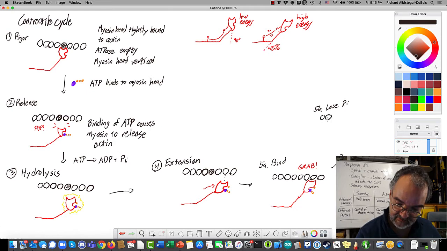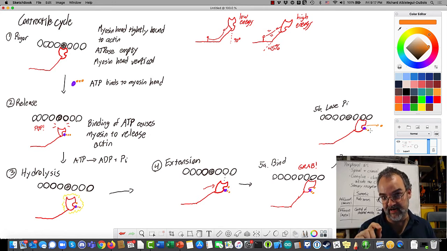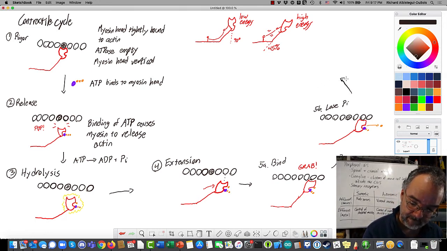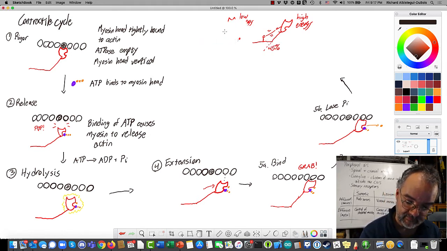In step 5B, that separated phosphate is going to pop off of the myosin head. The ADP is still there, but we lose that phosphate. The Pi, the inorganic phosphate, bing, comes off of the myosin head. That leads us directly to... I'm going to go ahead and erase this diagram of the myosin. So if you want to make sure you've written that picture down, feel free to go ahead and do so.